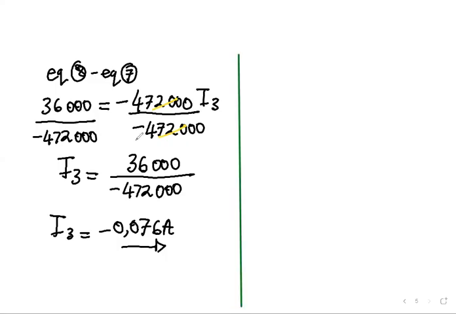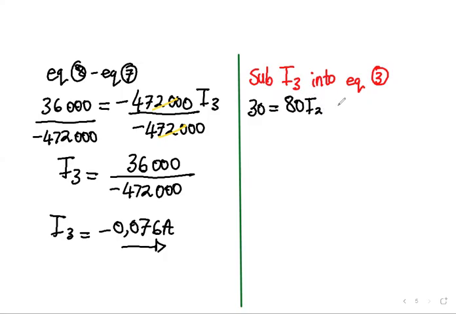And then the next step that I'm gonna do, I'm just gonna say substitute I3 into what? Into equation number 3. The reason we choose equation number 3 is because it is the one that has 2 unknowns, so you can solve the other one. So our equation number 3 is 30 equals 80 I2 minus 40 I3.